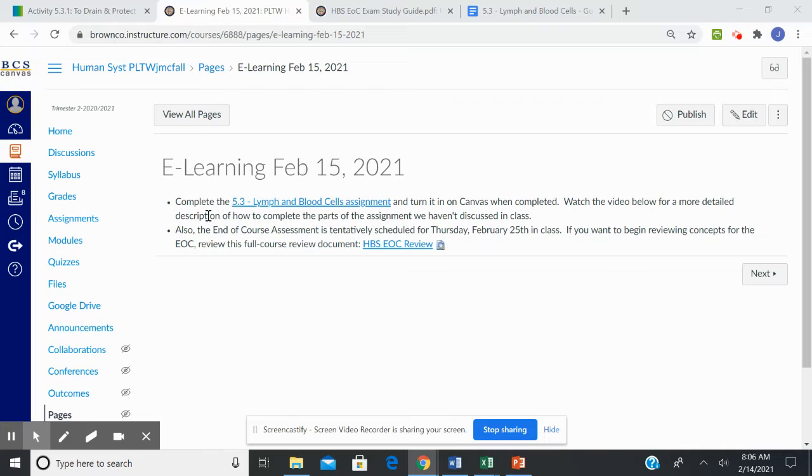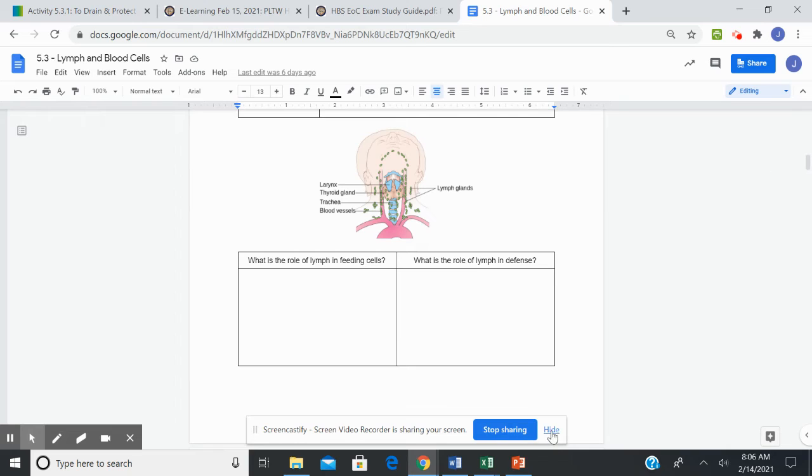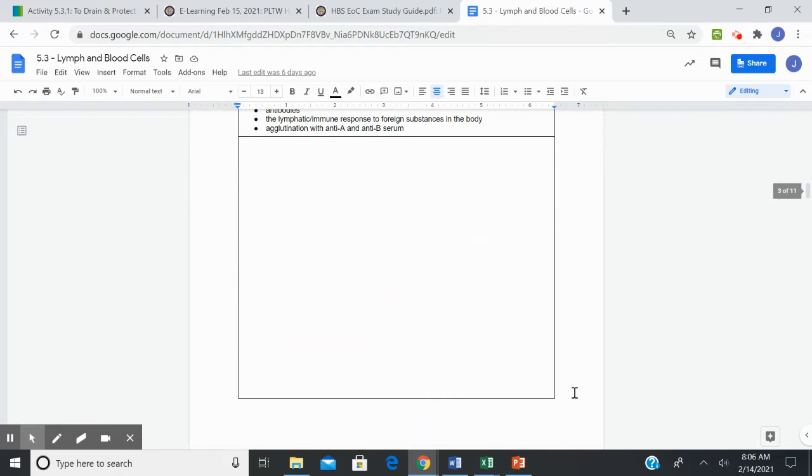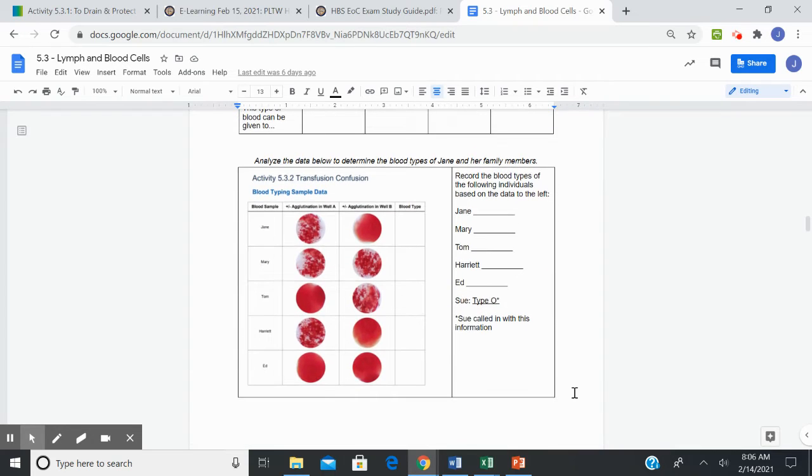And so pretty simple today. You're going to complete that 5.3 lymph and blood cells assignment. I'm going to give you a little bit of explanation here on the last part that we really haven't talked about. So we've kind of gone through the blood type, and you're going to work using the data that we looked at in class the other day.